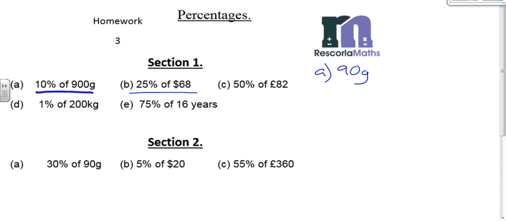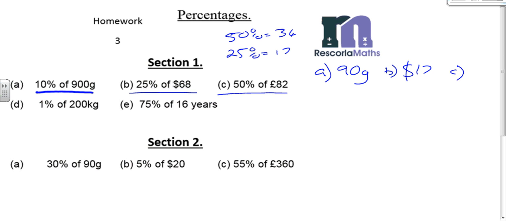B, 25%. Now what we do first of all is we find 50%. So 50% is half of it. So we'd write down that 50% equals $34. Halve it again, 25% gives us $17. So B is $17. C, we've just talked about what 50% is, so we just do half of it. So half of 82 is going to be 41 pounds.